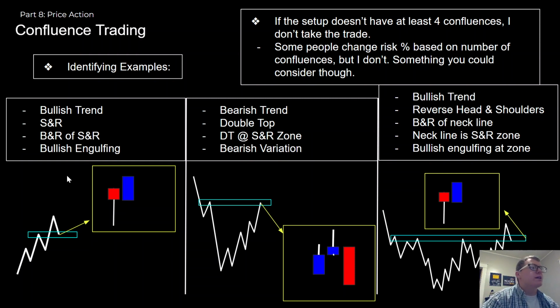So, for example, for him, if he has, I think, 2 to 3 confluences, he risks like 0.5% to 1%. If he has 4 to 5 confluences, he risks 2 to 3%. And if he has more than 5, then it's at max 4%, something like that per any given trade.